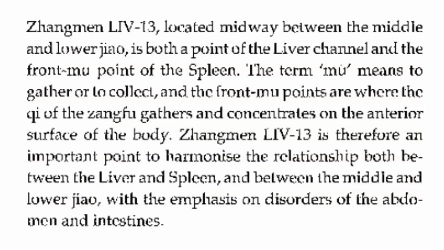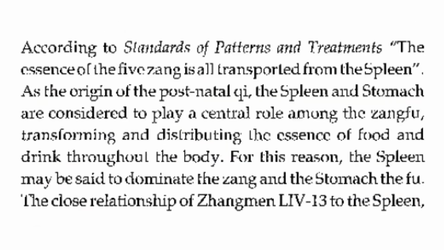Zhangmen LV13, located at the free end of the eleventh rib, is both a point of the liver channel and the front mu point of the spleen. The term mu means to gather or to collect. The front mu points are where the qi of the zangfu gathers and concentrates on the anterior surface of the body. Zhangmen LV13 is therefore an important point to harmonize the relationship both between the liver and spleen and between the middle and lower jiao, with emphasis on disorders of the abdomen and intestine.